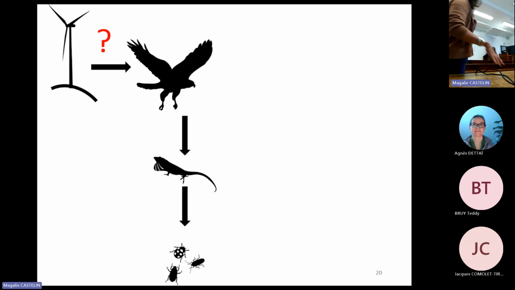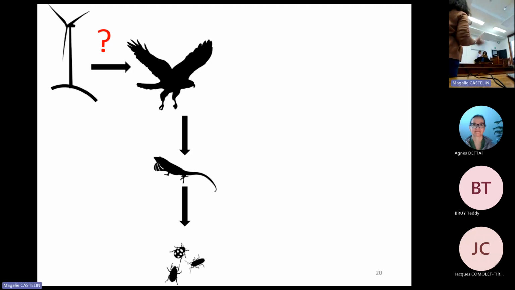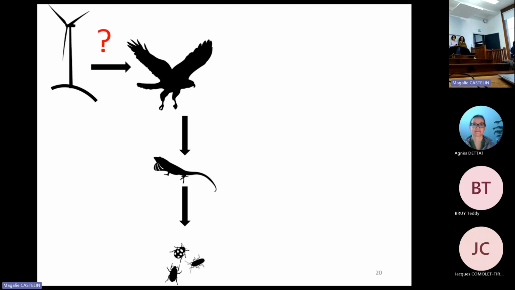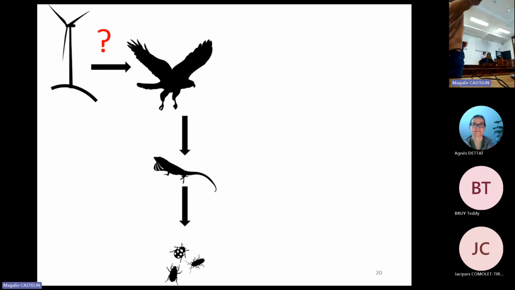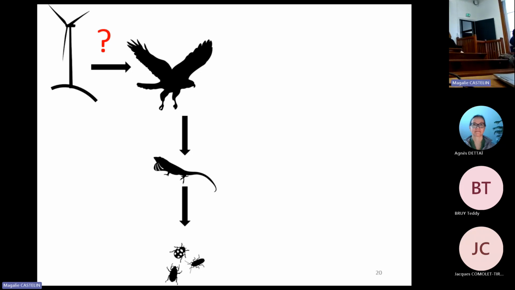So if wind turbines come in, and we know this from the literature for a while now, birds get affected first, right? They're not just colliding anymore, they're just avoiding that space. So as a consequence of having wind turbines in the landscape, the first thing we'd expect is the apex predator in the natural food chain is going to reduce in number or reduce in activity.